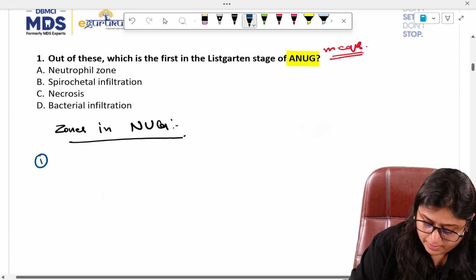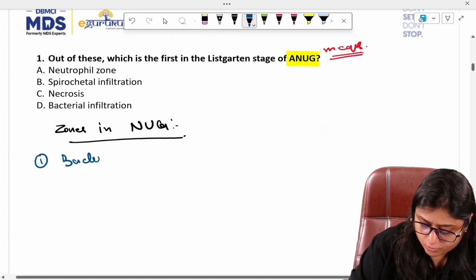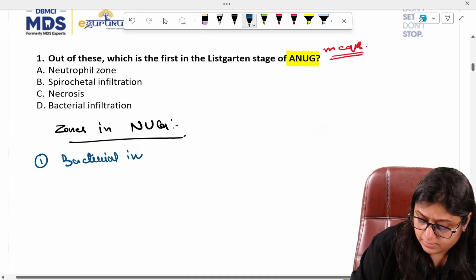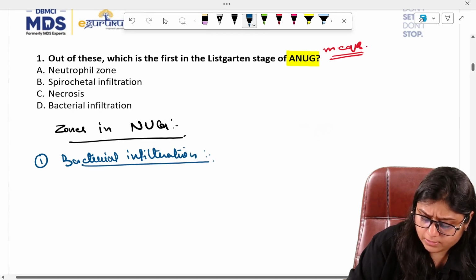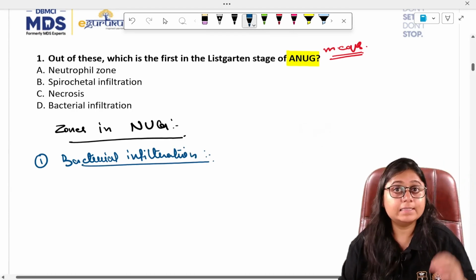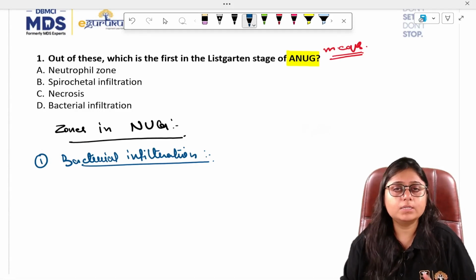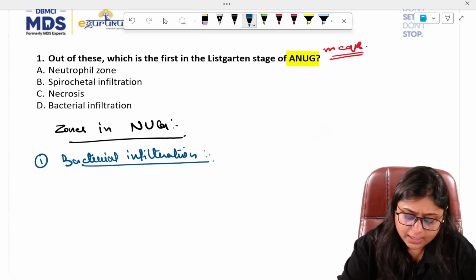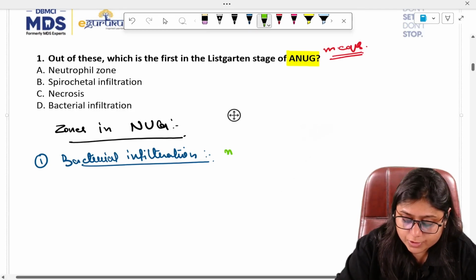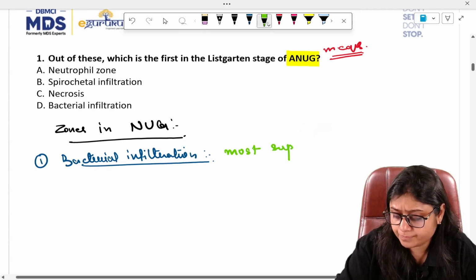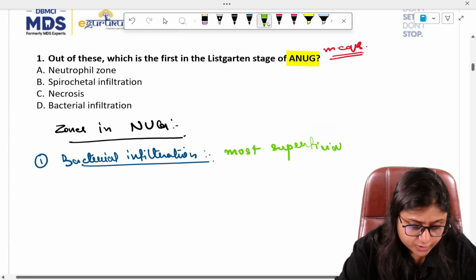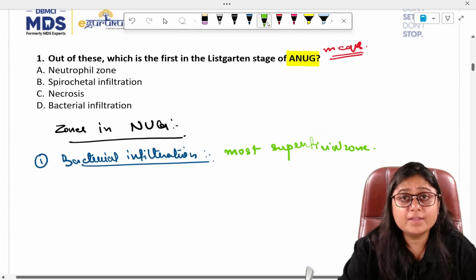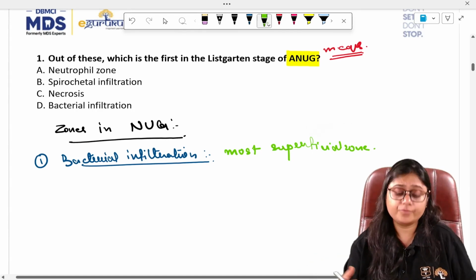Number 1 is the bacterial infiltration zone. In this zone, what is happening first in any disease? The first etiology of any periodontal disease is the bacteria. That is the plaque, right? So the first is the bacterial infiltration zone, and it is the most superficial zone. It consists of varied amounts of bacteria of different sizes.